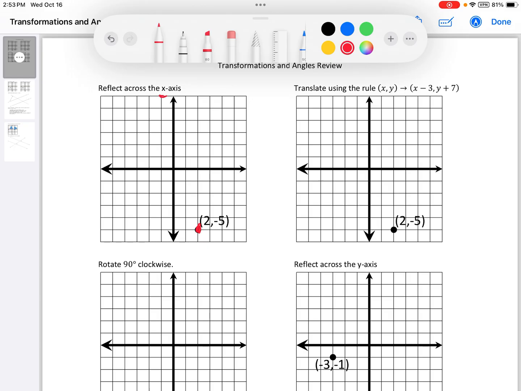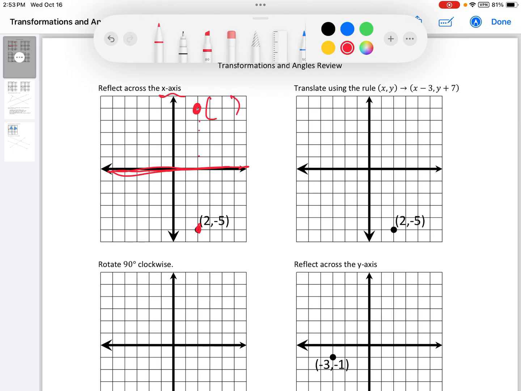I'm going to reflect it across the x-axis. This is the x-axis. It is below the x-axis now. When it reflects, it will be above the x-axis. It is 5 below, so its reflection will be 5 above. 1, 2, 3, 4, 5. Put my dot right there.